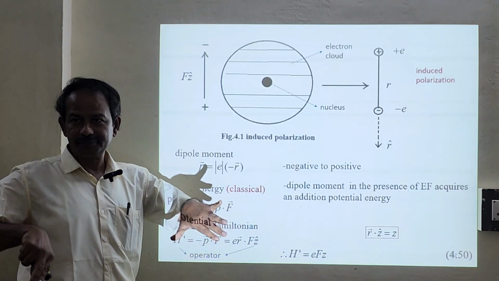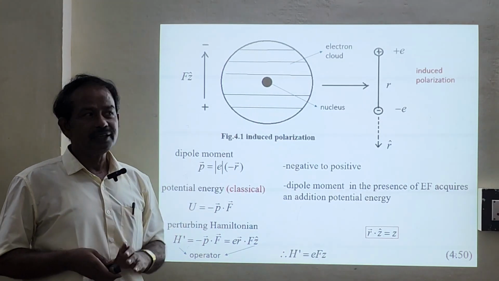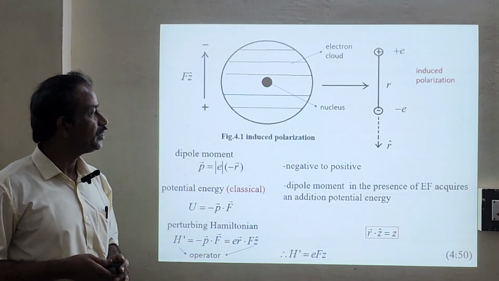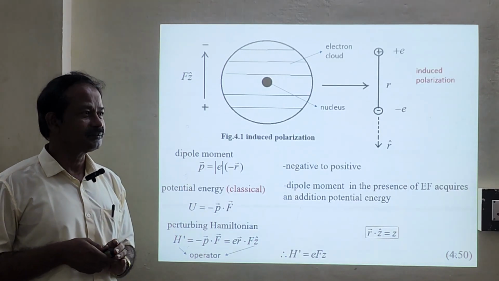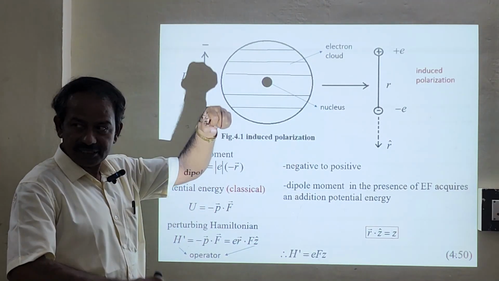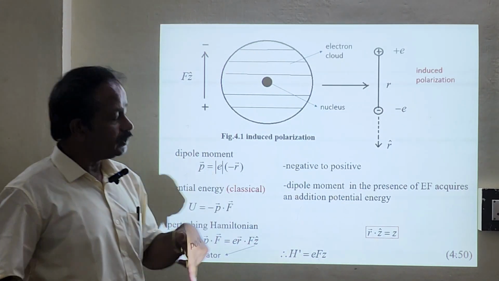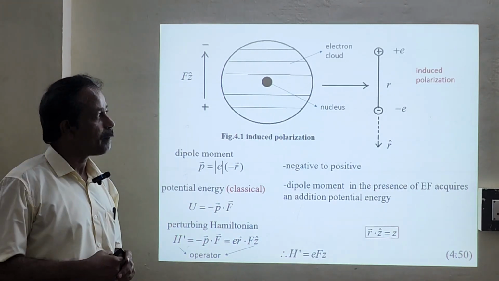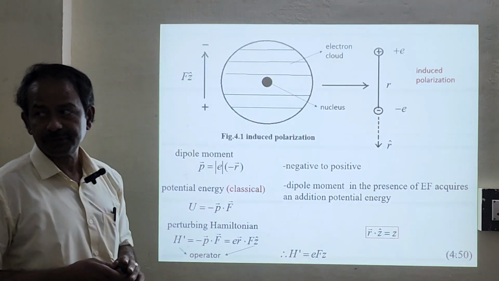That is, charges are separated. You have positive charges on this side and negative charges on this side. This stretching is nothing but induced polarization. This induced polarization will cause a dipole moment of the atom. So you have a positive charge and a negative charge separated by the distance r, and this will happen. The r distance goes outward. But what about the direction? The direction always goes from negative to positive.